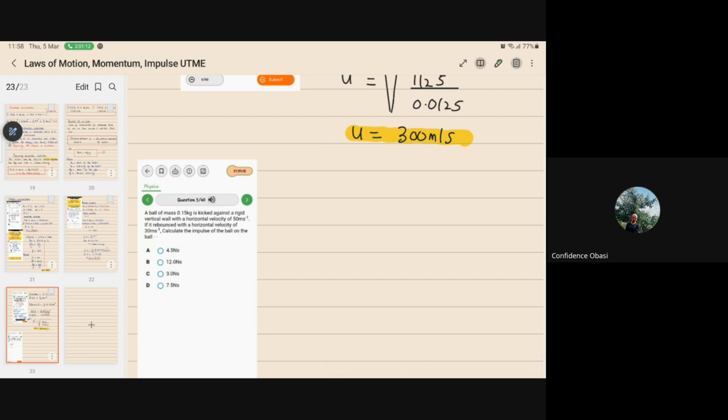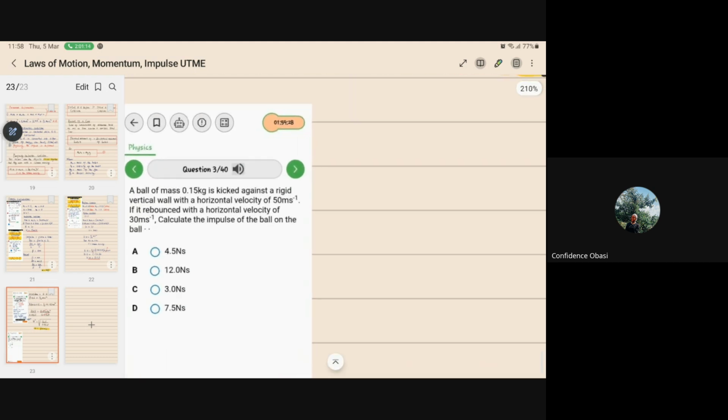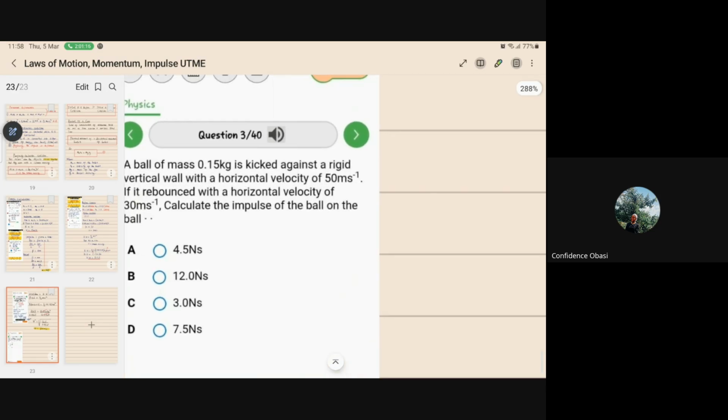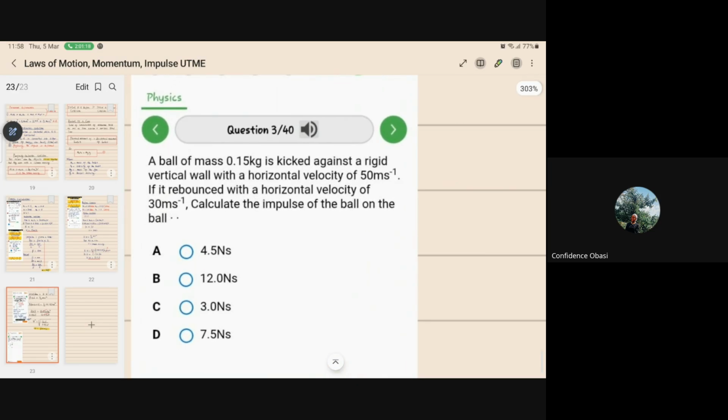Okay, so this one says a ball of mass 0.5 kg is kicked against... Benita, are you following? Justice, are you following? Lily, are you following? Maybe and the rest of them, I hope you guys are following. Ferrami, hope you are following as well. You know, we've entered problem solving now.